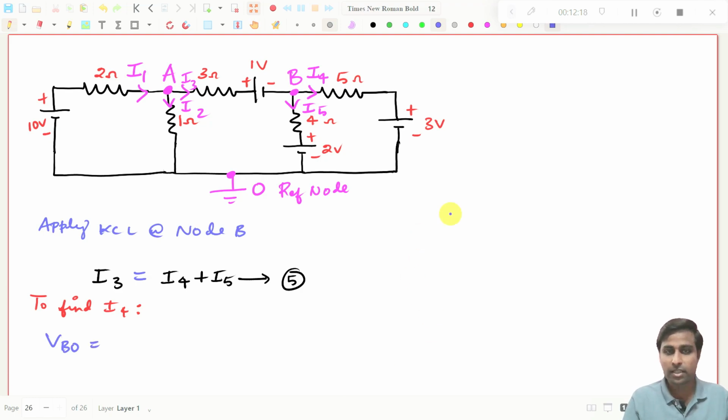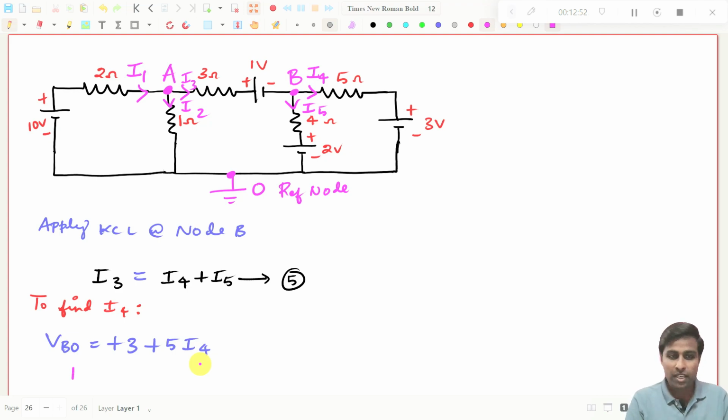Because you start from this point, go to this point, you will get VBO, right? So if you write VBO, start from point O, I am traveling from minus 2 to plus, so this will be plus 3, obviously. Then I am coming here, this current is opposite to me. So what do I have to do? I have to put plus 5 into I4. That's all. I have reached point B, right?